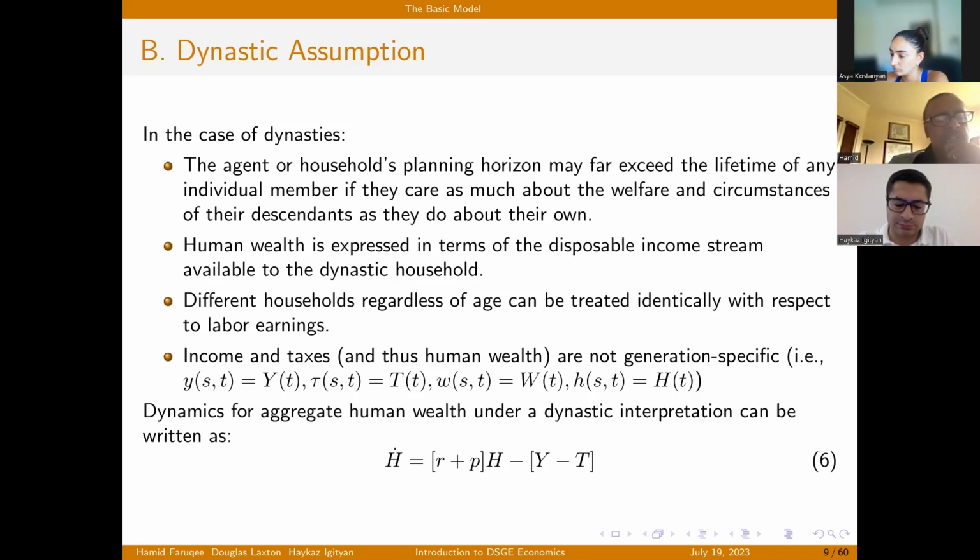There is one small technical issue here, which is that what we're basically saying is that in the case of dynastic households, labor income looks the same across these households, but wealth doesn't look the same.